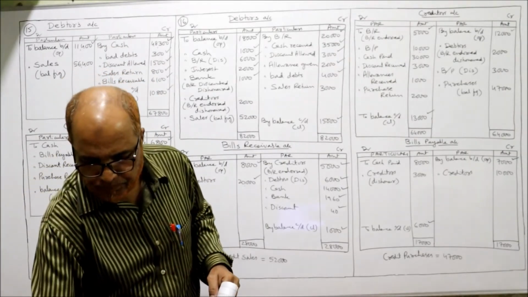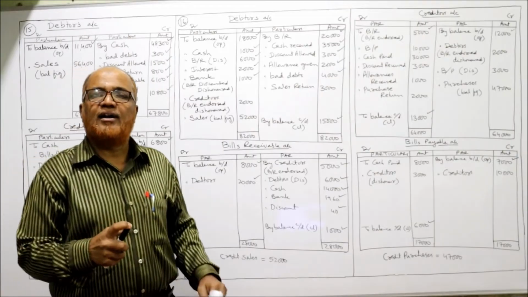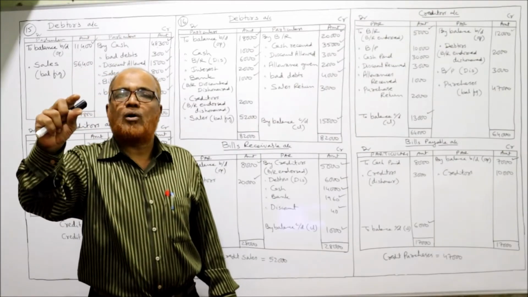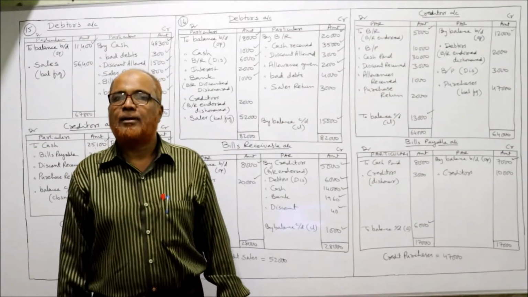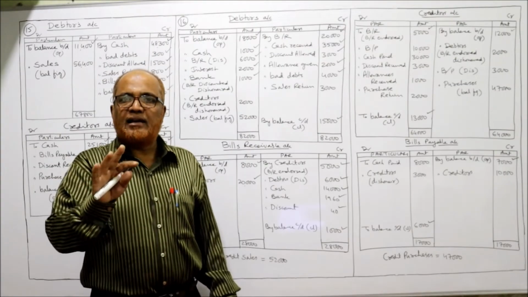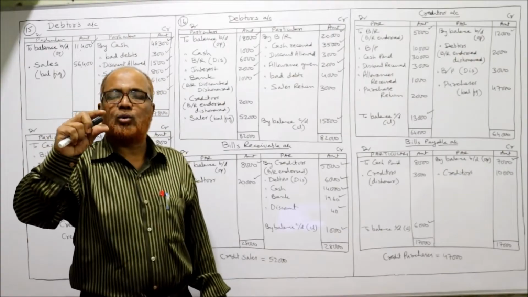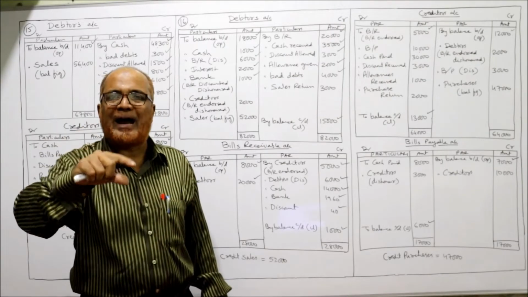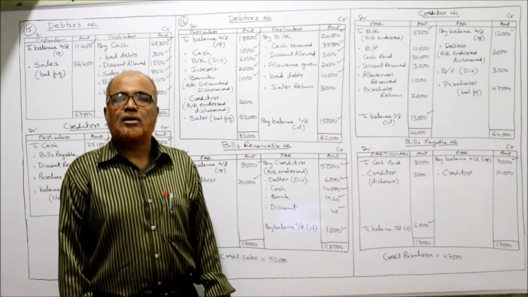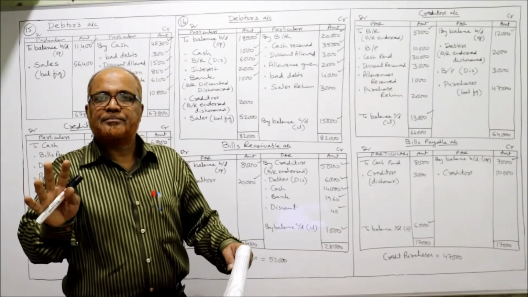Next one, bad debts recovered. This entry will not come, because for bad debts recovered the entry will be cash account debtor to bad debts recovered account. So in this entry, debtors will not appear. So this entry will not come.